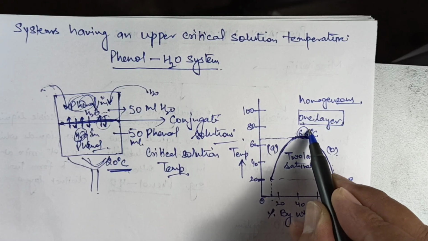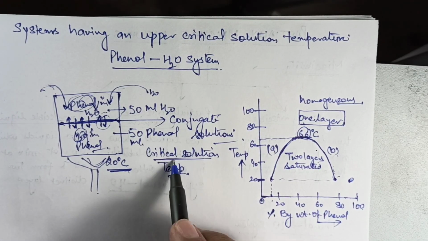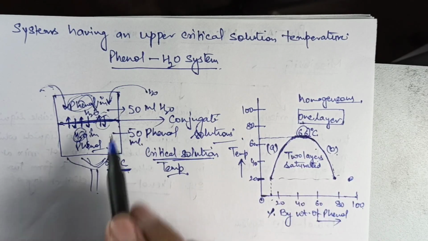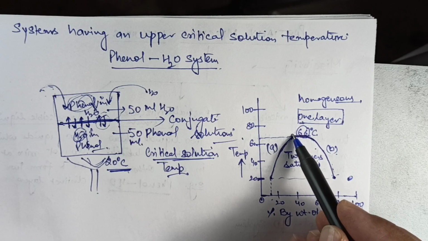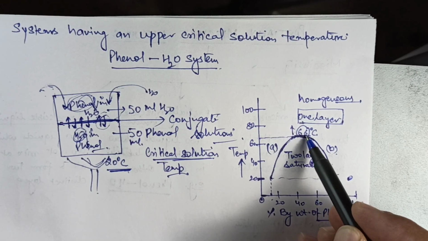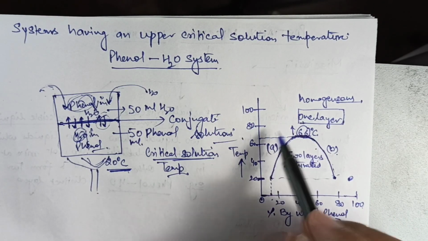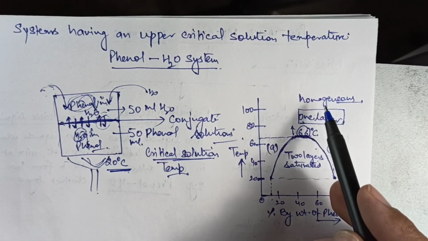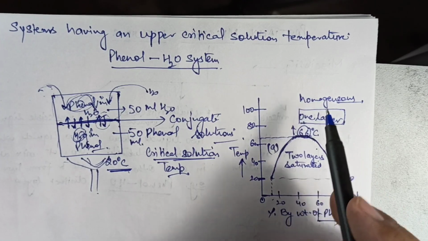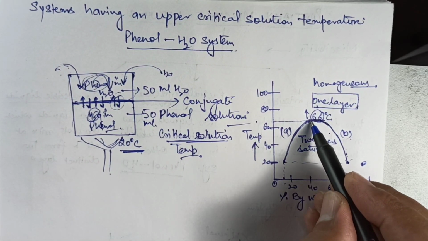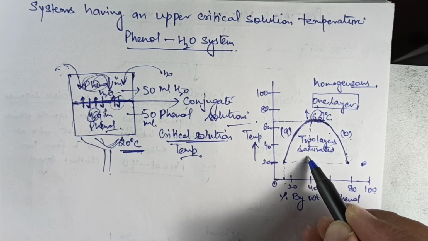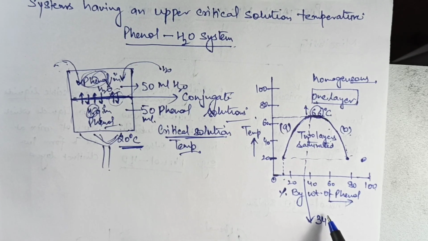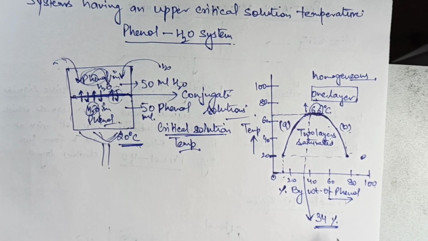As the temperature increases, the miscibility of water in phenol and phenol in water increases, and at 66 degrees Celsius, which is known as the critical solution temperature, both the layers are in equilibrium. If you increase the temperature further above 66 degrees Celsius, then both layers will be completely miscible with each other and form only a one-layer solution. At that temperature the composition of phenol in water will be around 34%.